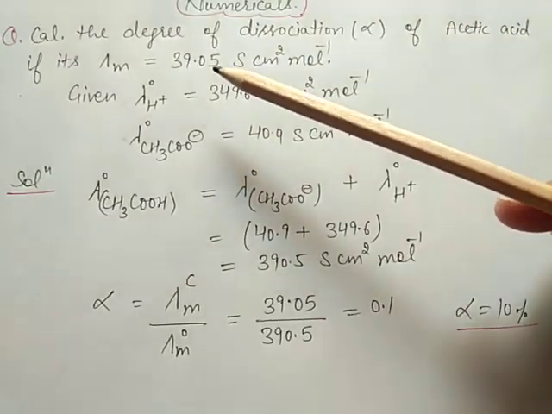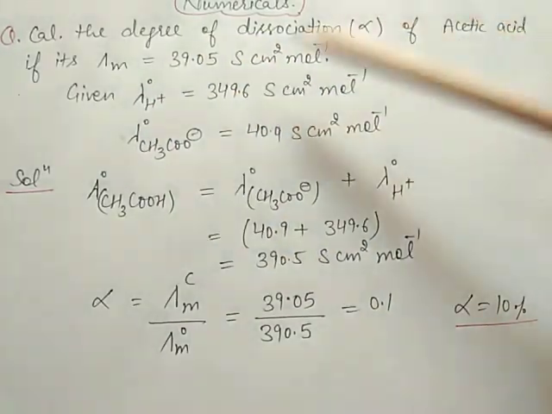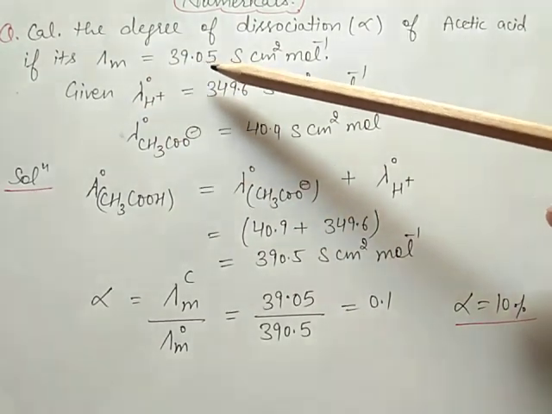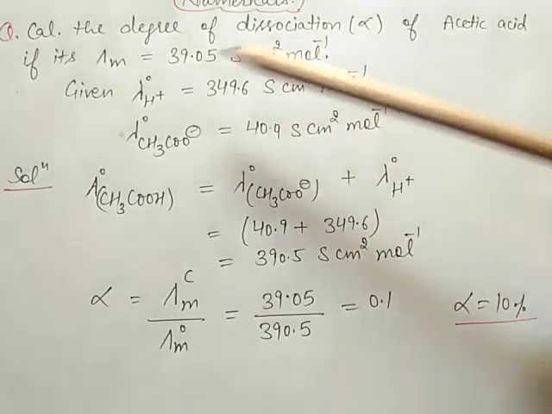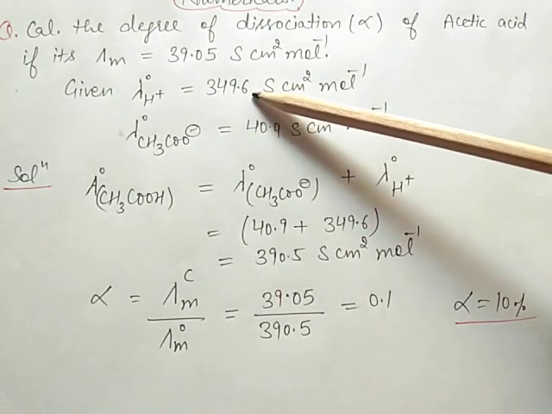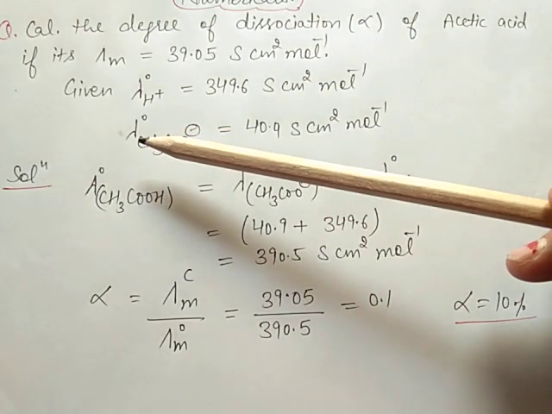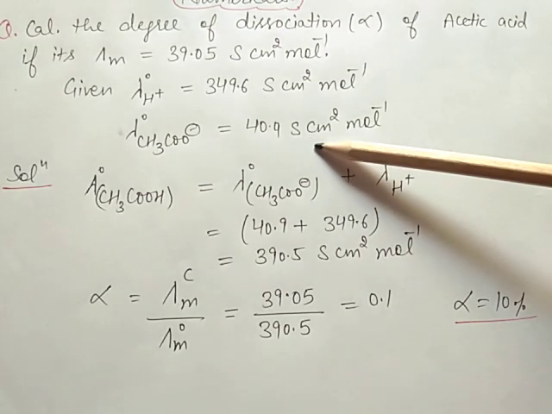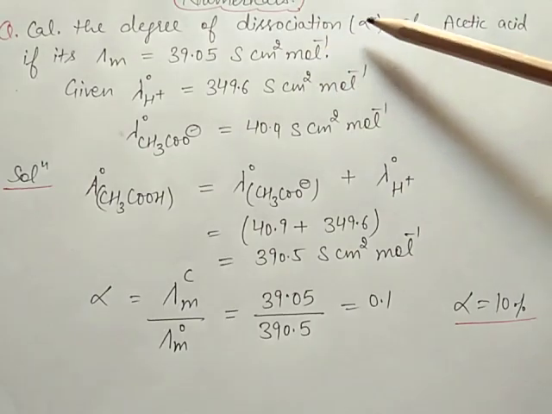Now we can take a numerical problem. Calculate the degree of dissociation alpha of acetic acid if its molar conductivity is equal to 39.05 Siemens centimeter square per mole. Given values are lambda naught H plus equal to 349.6 Siemens centimeter square per mole, and lambda naught CH3COO negative equal to 40.9 Siemens centimeter square per mole. How will you calculate the degree of dissociation?